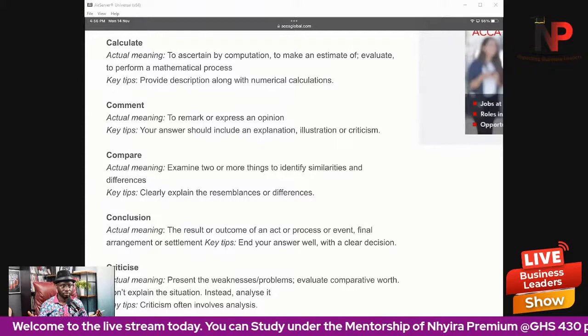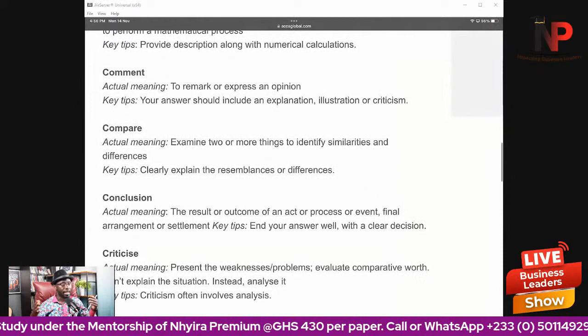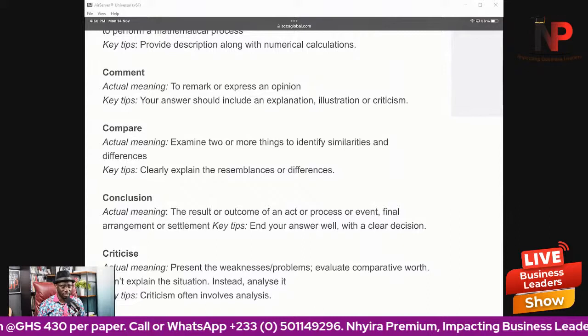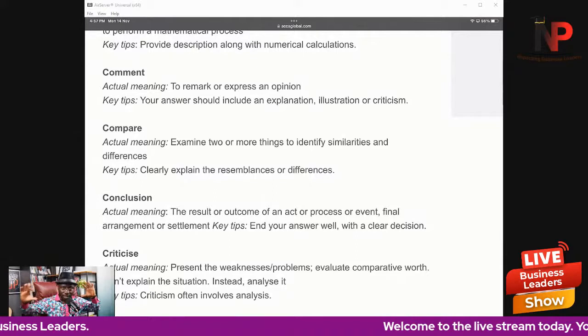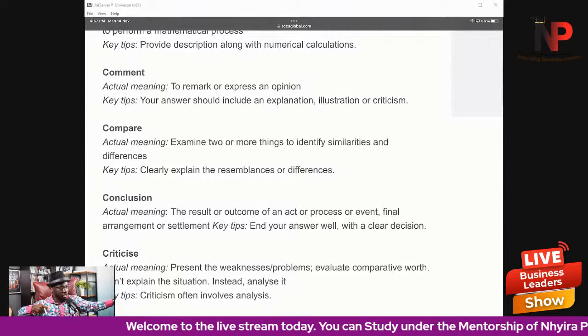Next one is compare. This is also a terminology that the examiner can use. Now, if the examiner says compare, it means examine two or more things to identify their similarities and differences. You are examining two things. So as you're examining two things, you are bringing out the similarities and also the differences that exist between them.